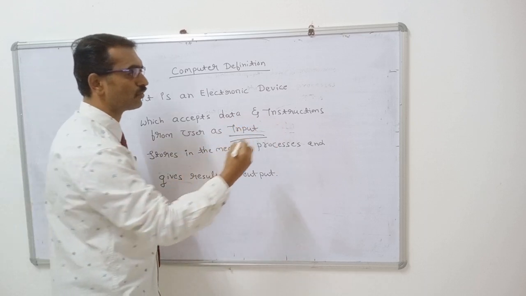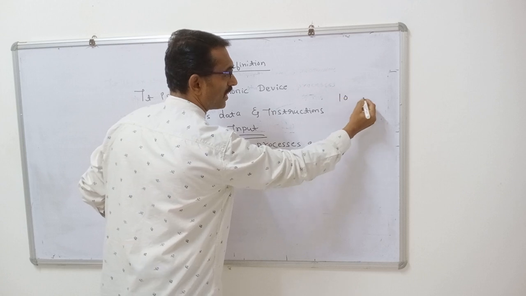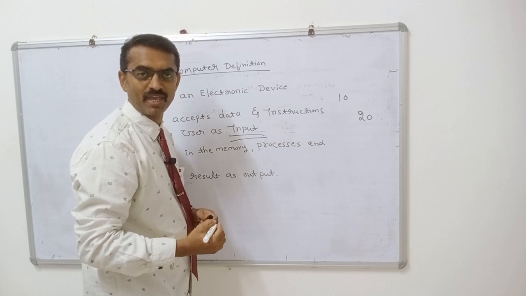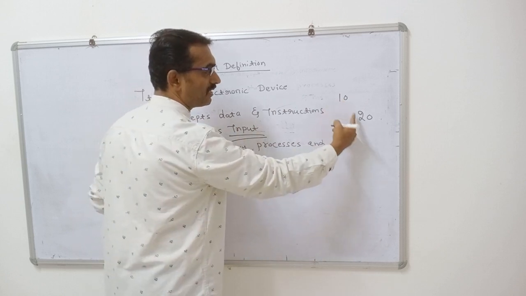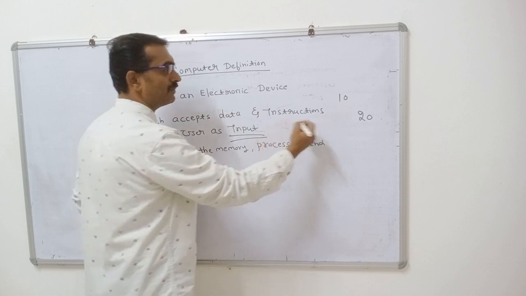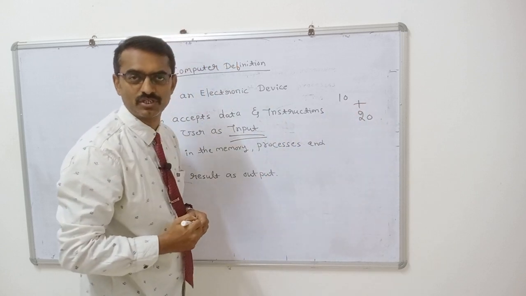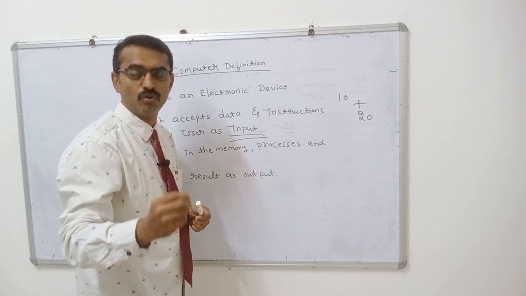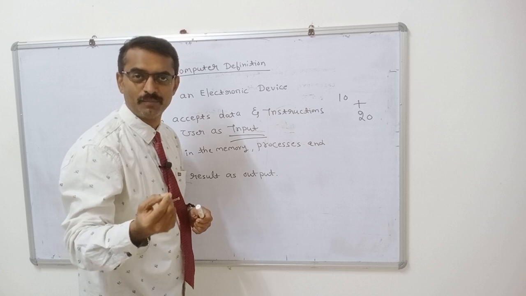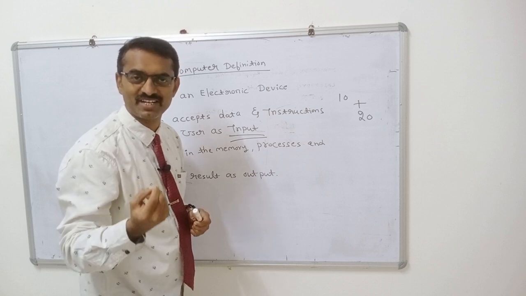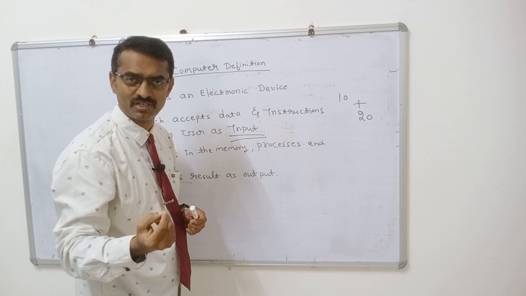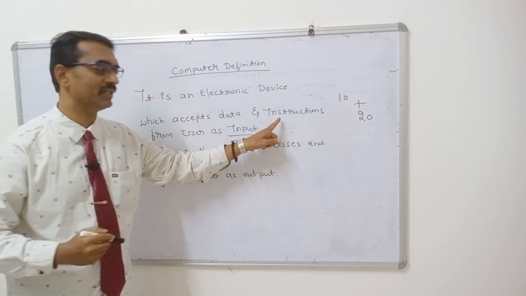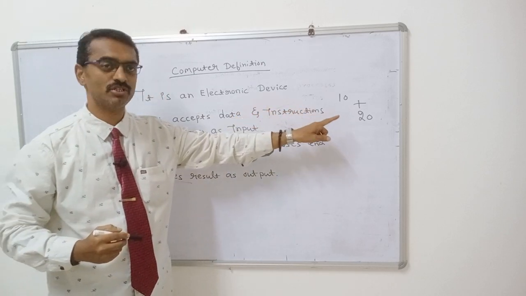I'll give a simple example to understand this. Data means you can assume any number, any raw material like 10, 20, 1, 2, A, B, C, D. Take an example 10 and 20. Instruction means you have to give some instruction to the computer on what task has to be performed. You have given 10, you have given 20, but what has to be done with the 10 and 20? Whether it is addition, subtraction, multiplication, division, that has to be given. For example, I have taken plus. Now it becomes instruction. So 10 plus 20.